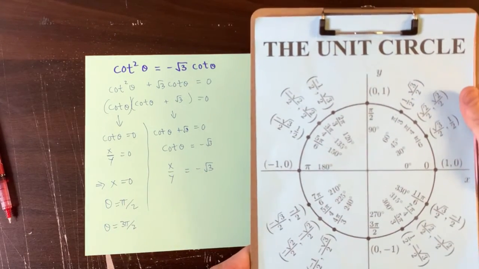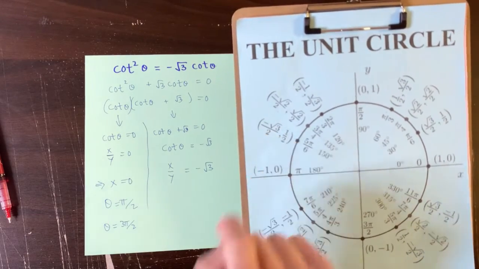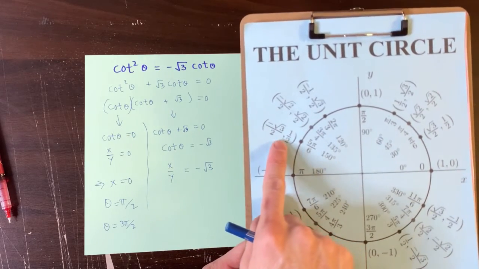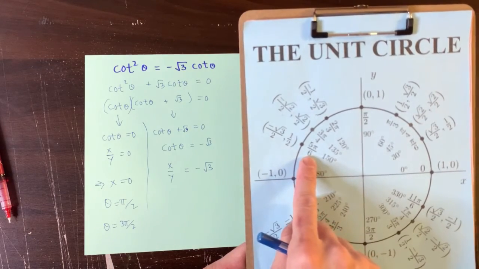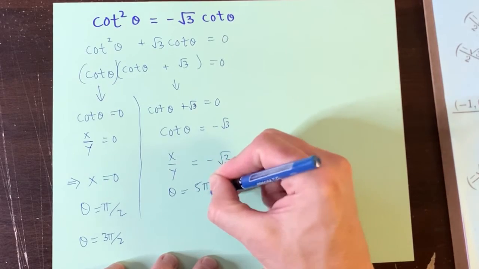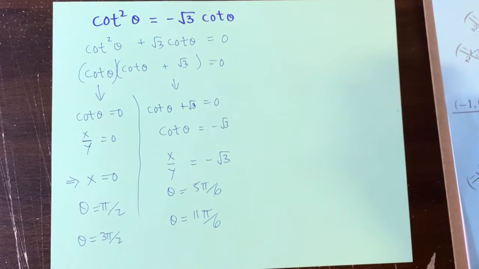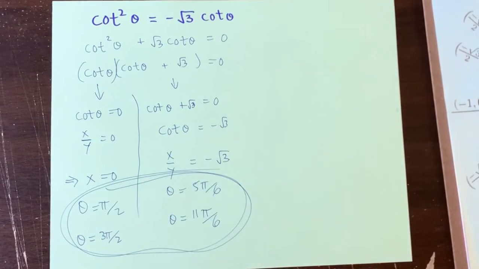And I can tell you that it's going to happen here. If you go this over that, x over y, it's going to be this. So here and also here. So we have 5 pi over 6 and 11 pi over 6. So it looks as though our answers would be these ones together, right? All four of these constitute your solution set.